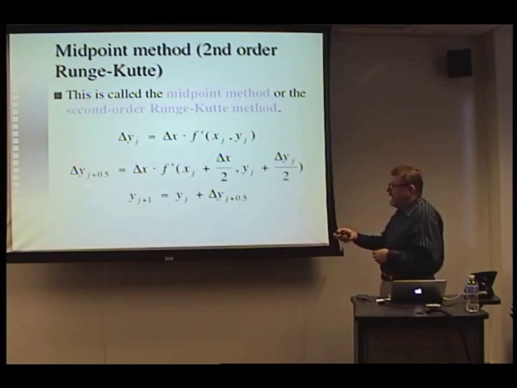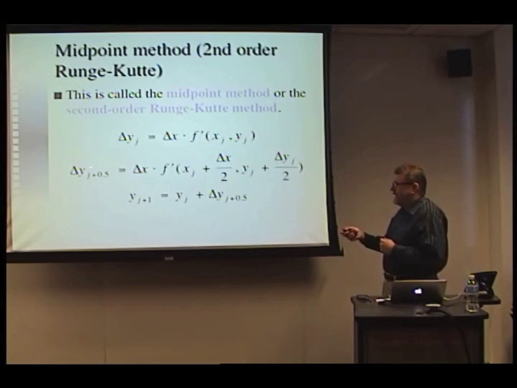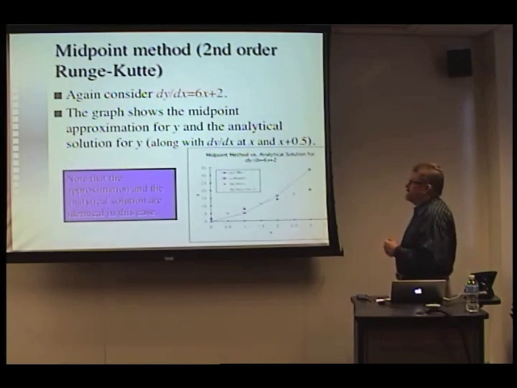So we calculate the delta y using the function evaluated at the x and the y midpoints, and then use that estimate and add it to the previous value to give us the next value. Okay? And so let's see what happens if we try that.